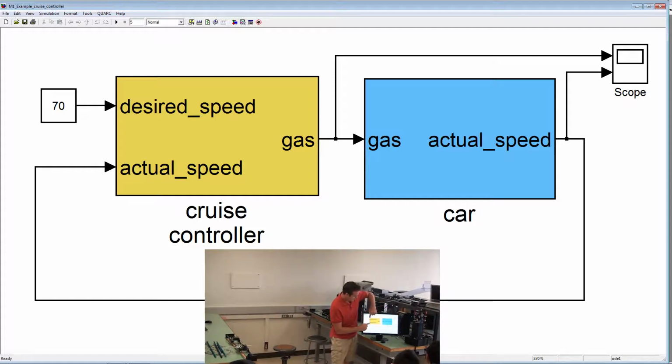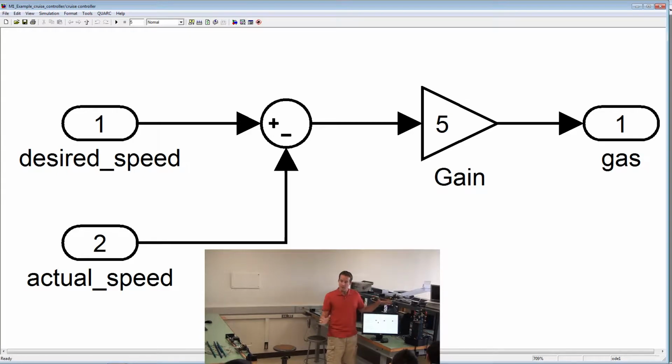And this cruise controller, from those two inputs, is going to figure out how hard to push on the gas, somewhere between 0 and 100%. So not pushing the gas at all, or 100%, flooring the gas. Let's see how it does it. Double click here. This is just one of many possible controllers that you could do. This is kind of a simple one to wrap your head around.